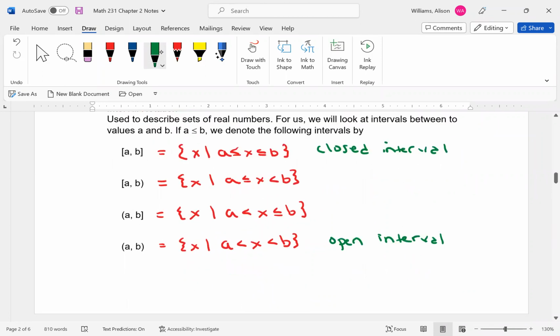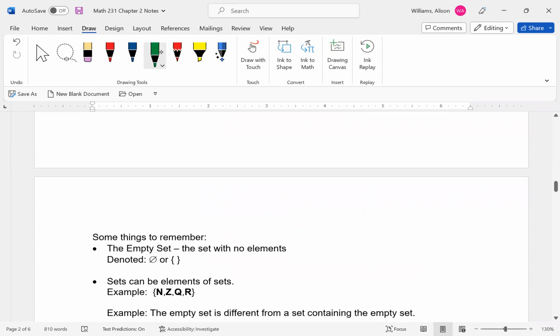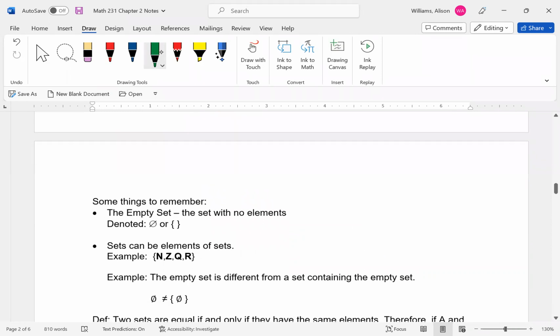All right. Some things to remember: the empty set is a set with no elements, and we denote it with the circle with the line through it, or we could write it in roster notation as empty, like it has nothing in it. Most books favor using the circle with the line through it, but sometimes they switch back and forth.